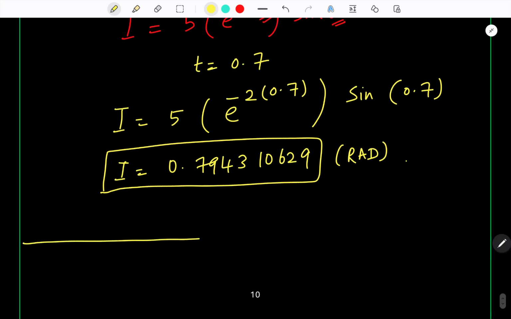So this finishes the exercise. What is your exercise number? I forgot it. 6.3, right? 6.3. I hope you understood.